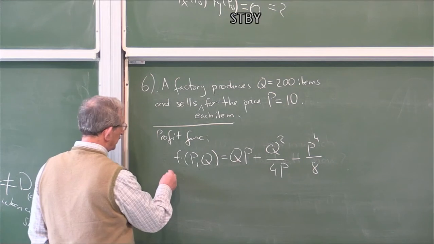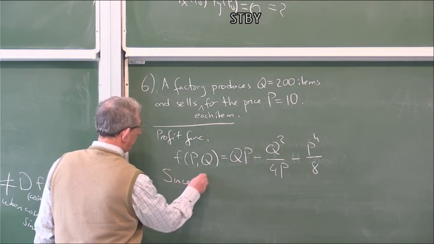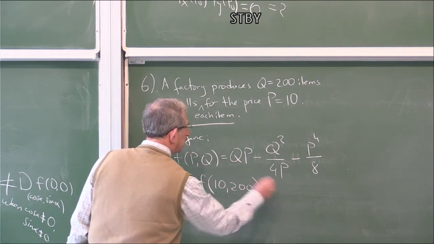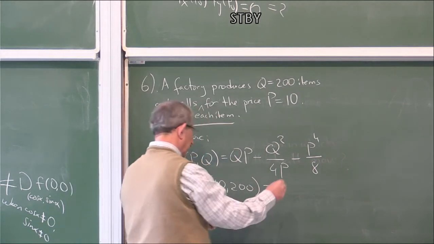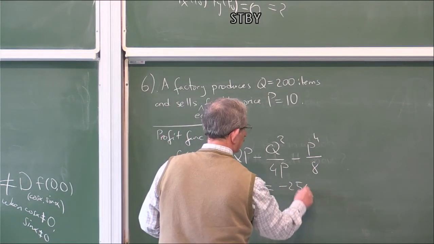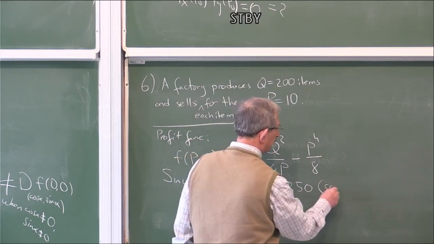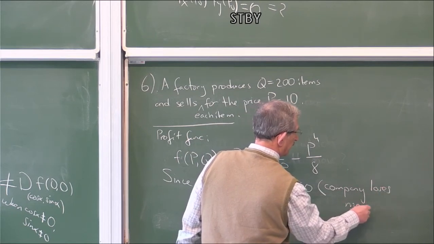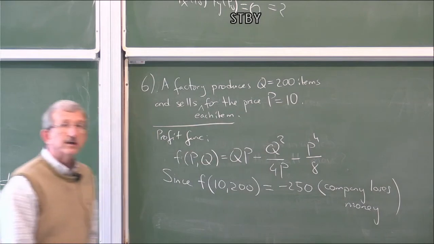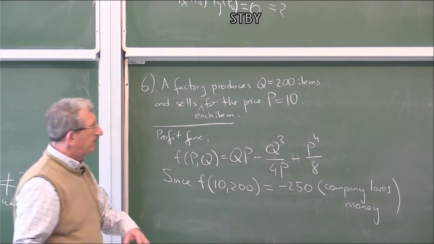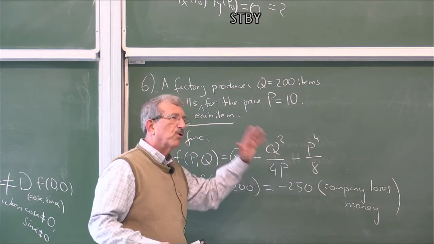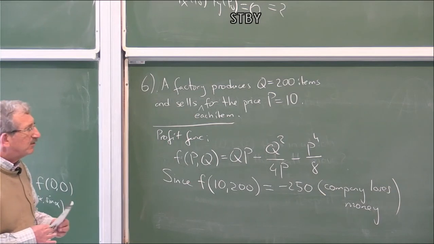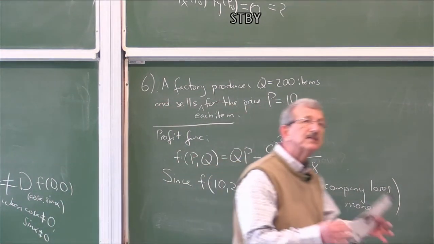Well, it can be calculated that at this level of production, this happens to be minus 250, which means the factory, or the company, loses money. So something must be done immediately, but you cannot jump from one price to another or from one production level to another immediately. You can only move in small steps.